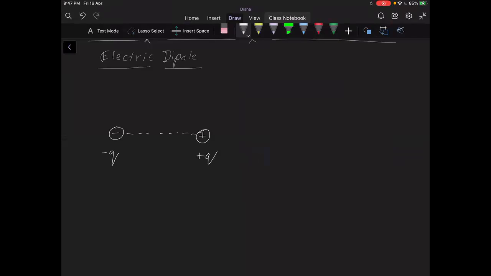So not to complicate things much, a dipole consists of two equal and opposite charges placed close to each other. That's the definition of what a dipole is. Now, how do you find what is the notation? Minus q, plus q. That's all right.